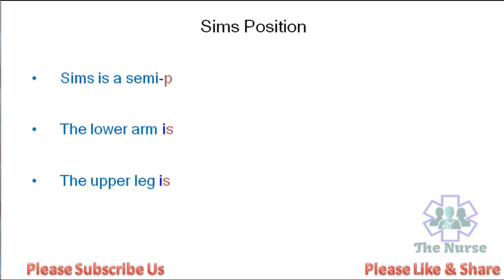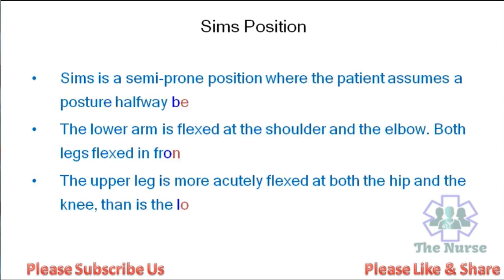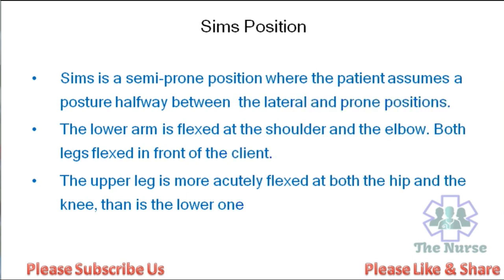Next is Sims position. Sims is a semi-prone position where the patient assumes a posture halfway between the lateral and prone positions. The lower arm is flexed at the shoulder and the elbow, both legs flexed in front of the client.